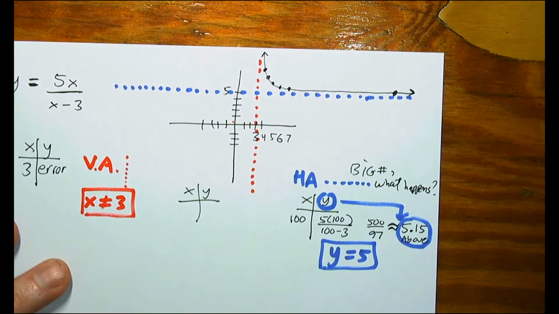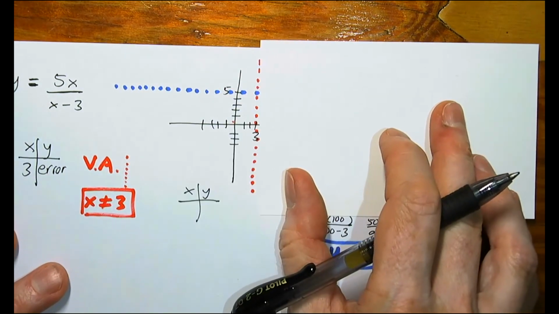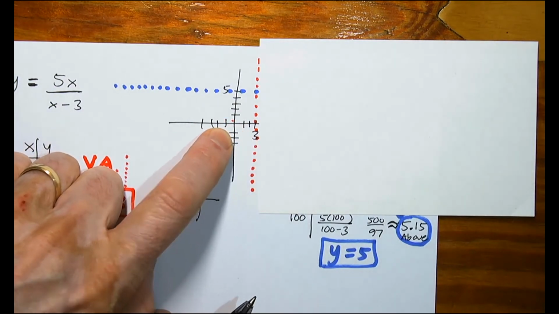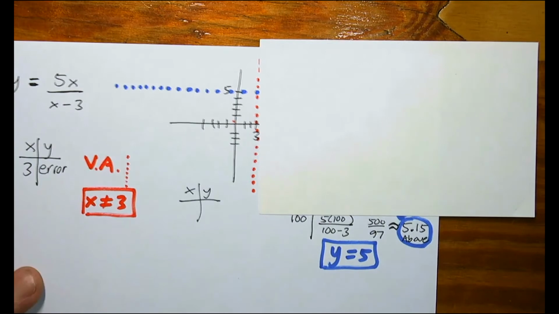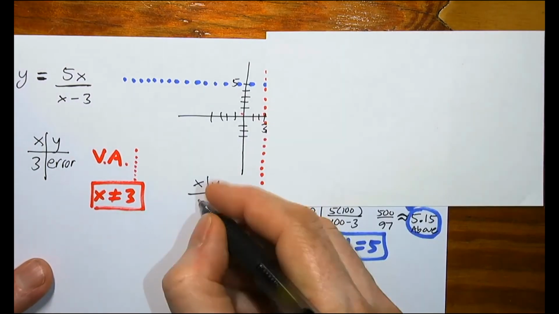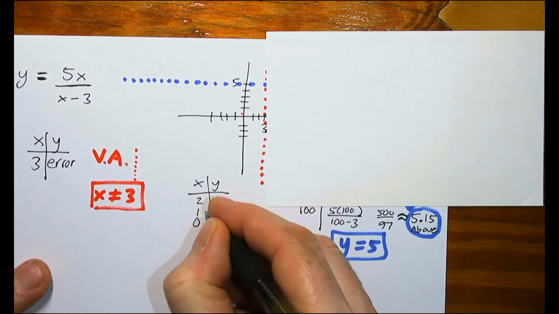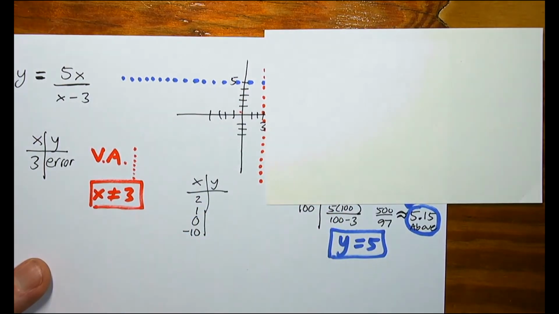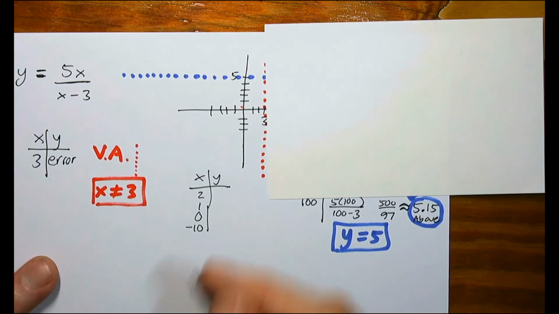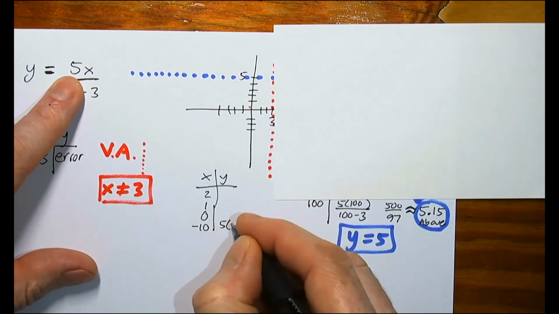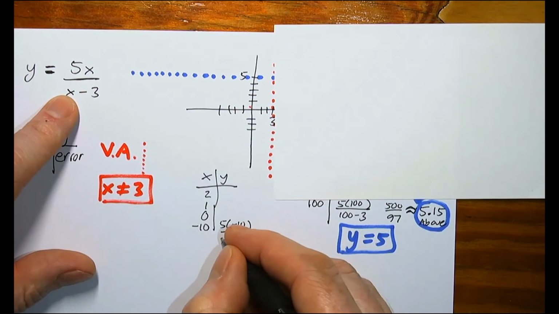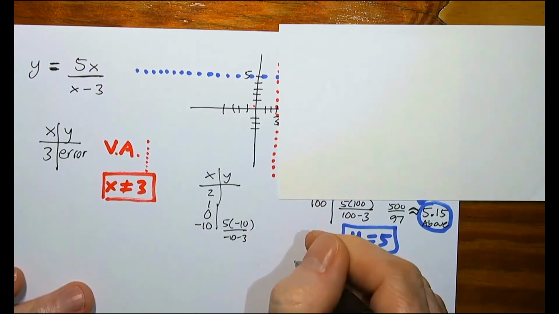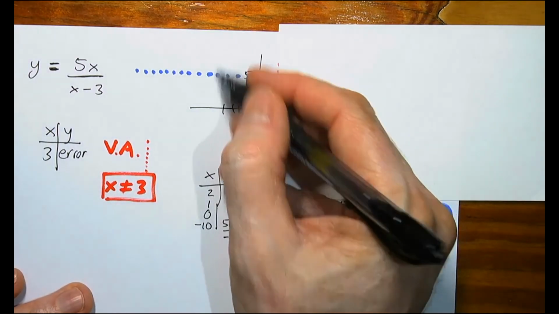Okay, try another dot over on this other playground. Something less than 3. You can try 2. You can try 1. You can try 0. You could try -10. Any number you want. What the heck? I'll try -10. 5 times -10 over -10 minus 3. I probably should have tried an easier number. But whatever it is, all the dots are above or below.